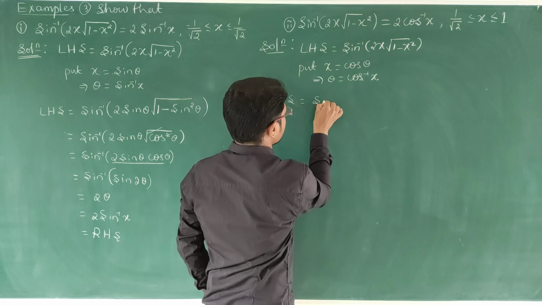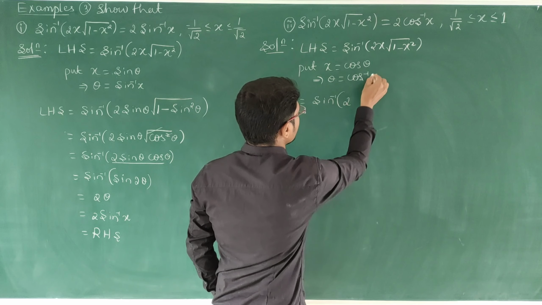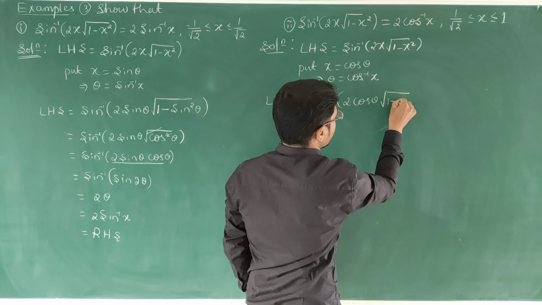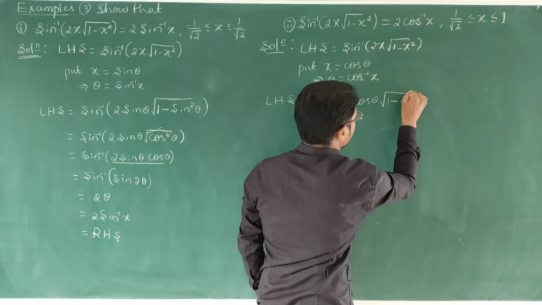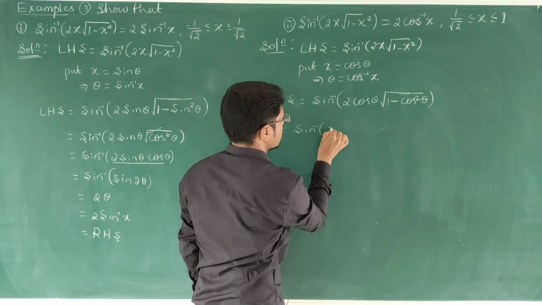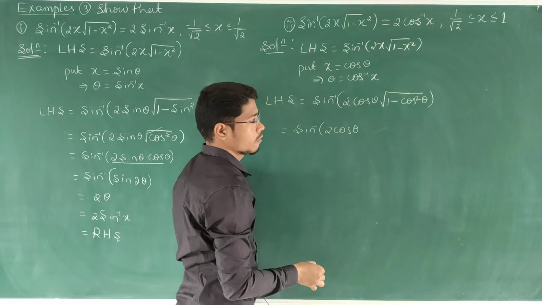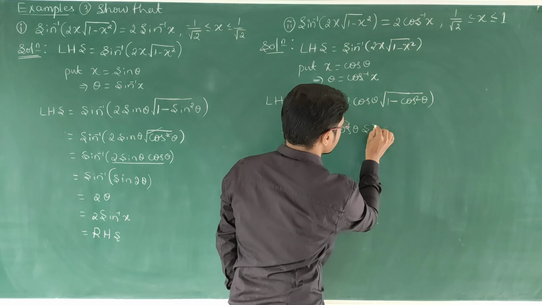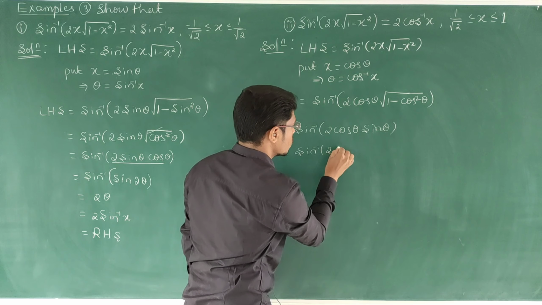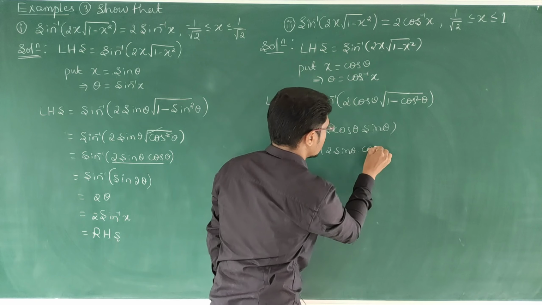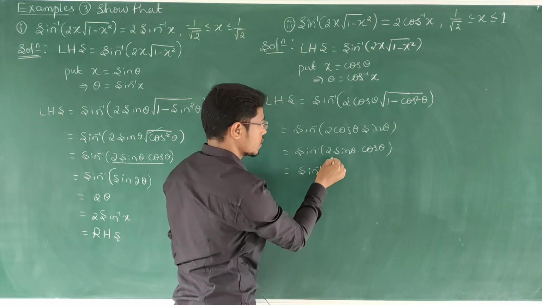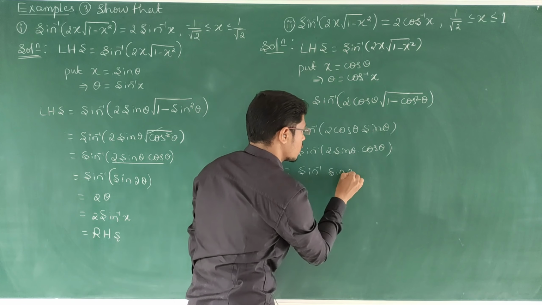LHS is equal to sine inverse of 2x, where x is cos theta, square root of 1 minus x square is sine theta. Complete the bracket. Is equal to sine inverse of 2 cos theta. 1 minus cos square theta is sine theta. So rearranging the terms, 2 sine theta into cos theta. So this is equal to the sine inverse of sine 2 theta.